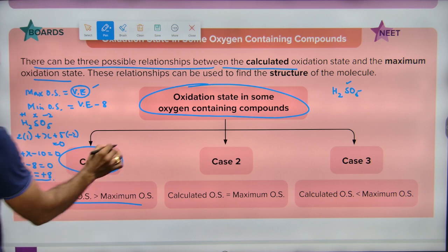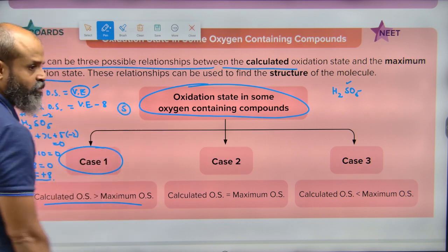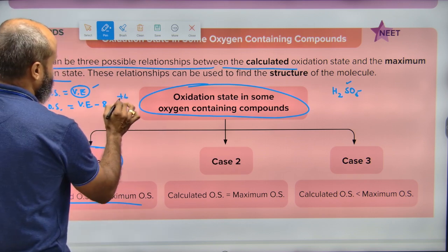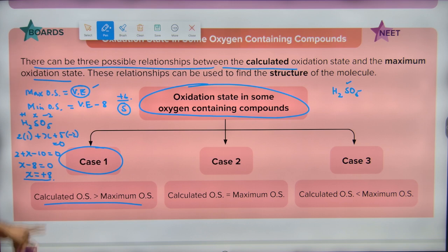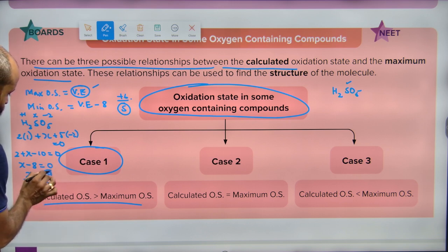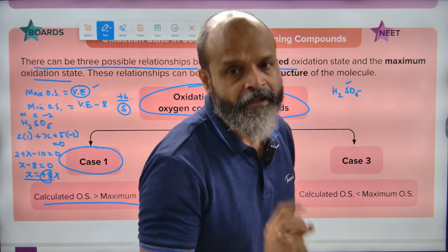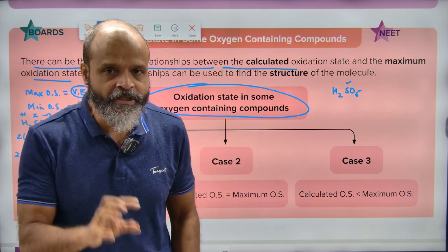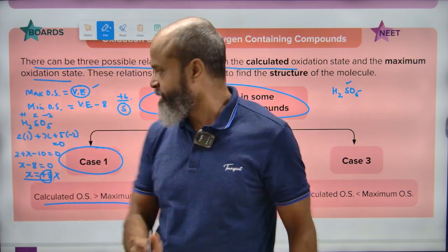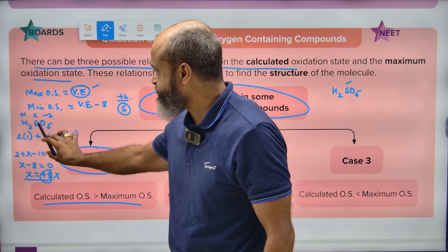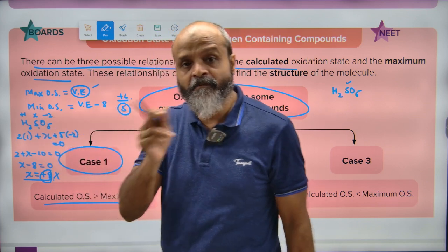Plus 8. But we know that sulfur belongs to the oxygen group, wherein the maximum oxidation state that is possible is only plus 6. So obviously, this is not possible. Hence, we have to use peroxide linkages. Now, what are peroxide linkages? In which oxygen is combining with oxygen. Oxygen is combining with the element as well as with itself.